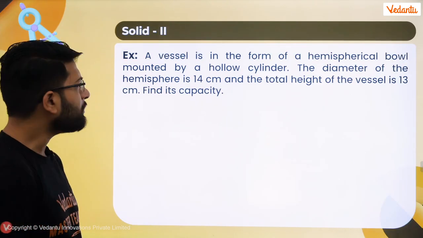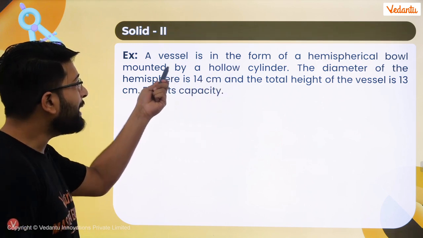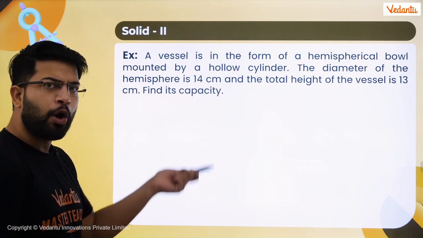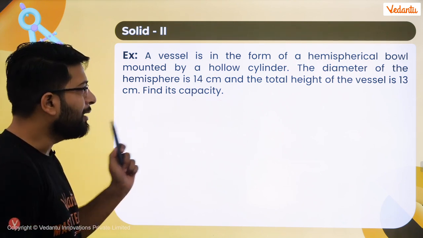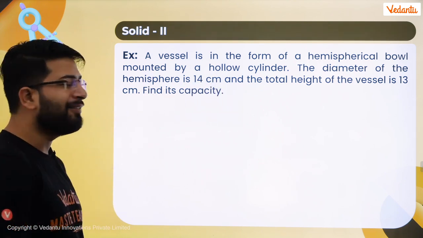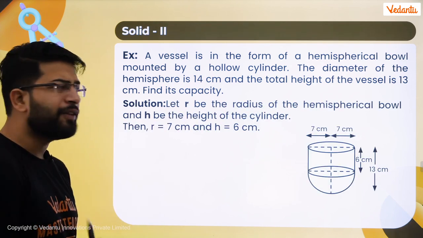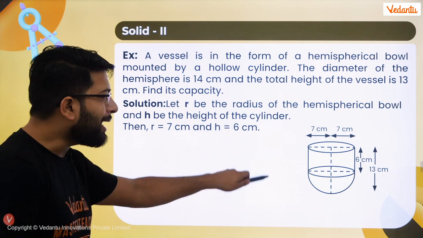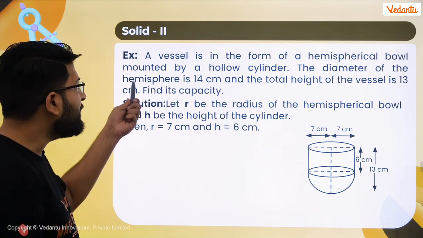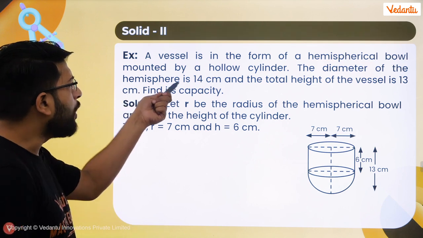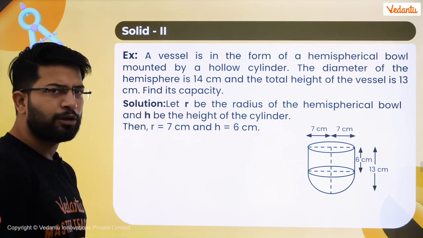Now let's see one more example. Look at this one. A vessel in the form of a hemispherical bowl mounted on a hollow cylinder. On a hollow cylinder, there is a hemispherical bowl. The dia of the hemisphere is given. Total height of the vessel is given. Find its capacity. Again, we can find the height of the cylinder. How? The total height of the toy is given, right? The radius of the hemisphere, or we can say the height of the hemisphere, is given. So from there we can find the height also.